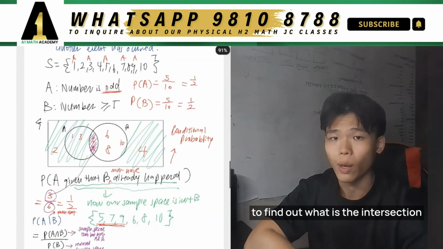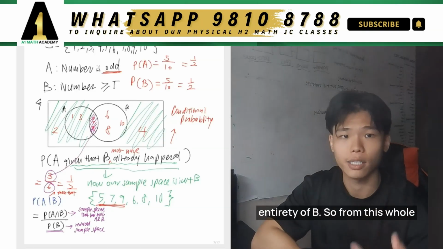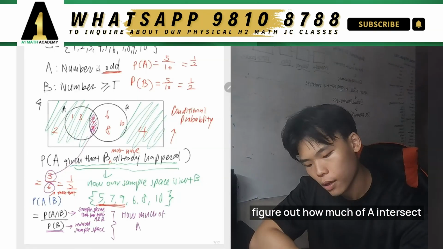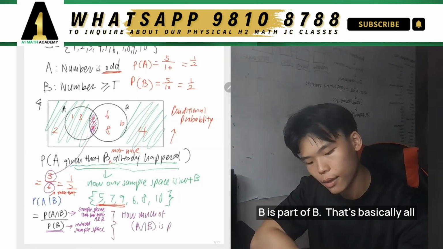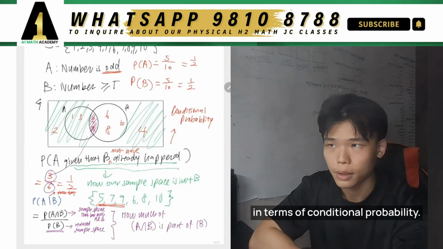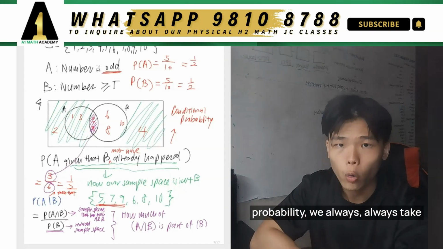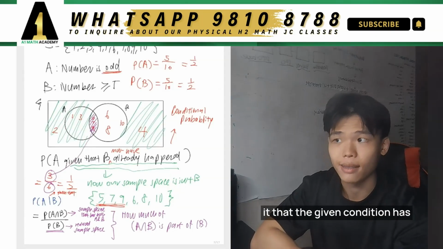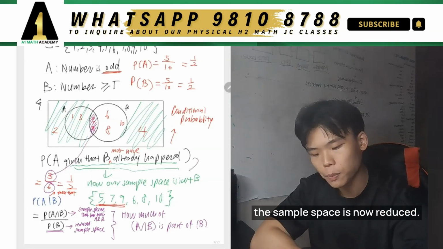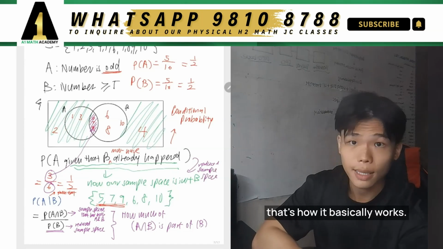I'm just trying to find out what the intersection between A and B is, as a ratio of the entirety of B. From this whole thing here, we're just trying to figure out how much of A intersect B is part of B. That's basically all we're trying to find in terms of conditional probability. The most important thing to remember is that for conditional probability, we always take it that the given condition has already happened, and therefore the sample space is now reduced. So, reduced sample space, and that's how it basically works.